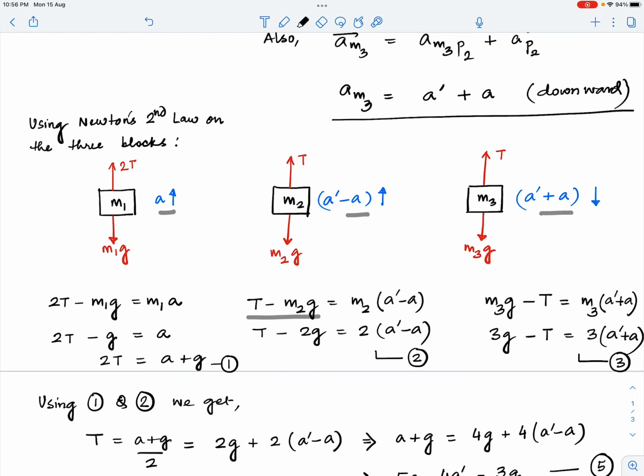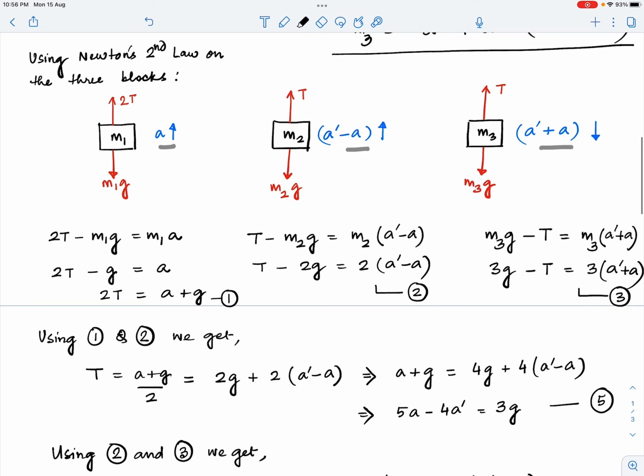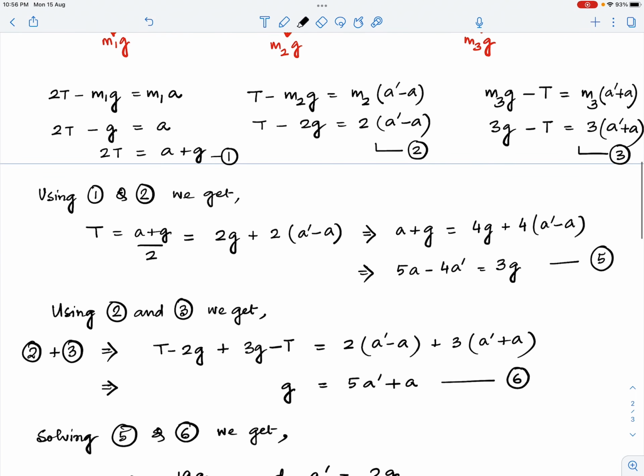For the third block, we have the net acceleration in the downward direction. So, we will write the net downward force is equal to mass into acceleration, which gives us M3G minus T, that is the net downward force, is equal to M3 into the acceleration of the block M3. So, we have got 3 equations, and if you look at it carefully, we have 3 unknown variables here. One is T, the tension in the string, the second one is A dash, and the third one is A. 3 variables, 3 equations. Understand that we can solve for all the 3 using these 3 equations. So, we will do that one by one.